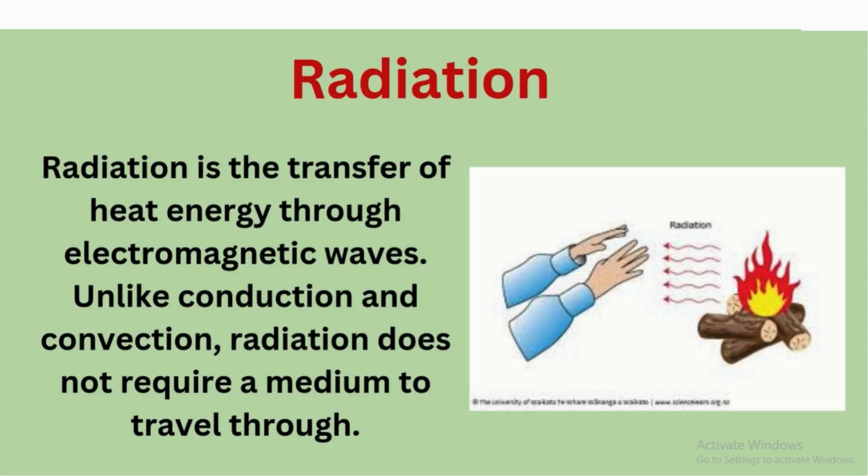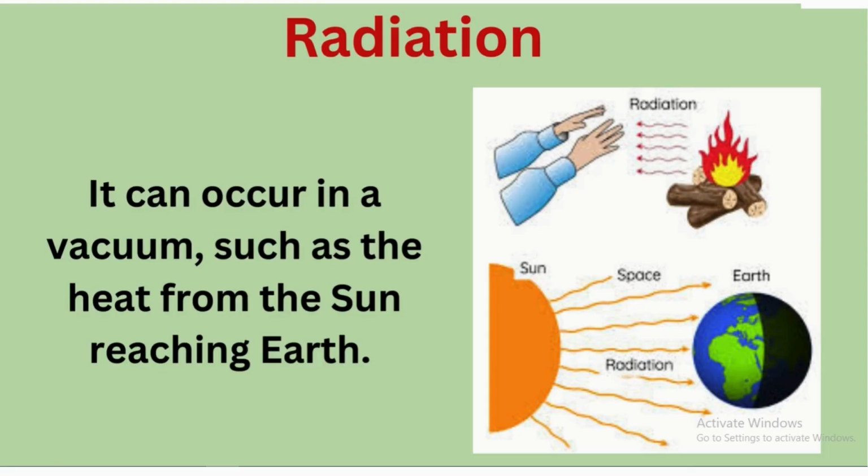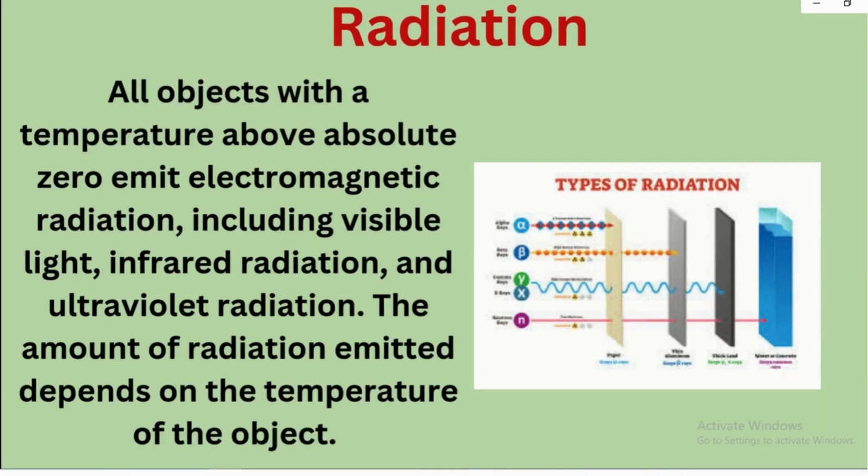Now we discuss the third type of energy transfer, which we call radiation. Radiation can be defined as the transfer of heat energy through electromagnetic waves. Unlike conduction and convection, radiation does not require any medium to travel through. For example, it can occur in a vacuum, such as the heat from the sun reaching the earth, which is an example of radiation.